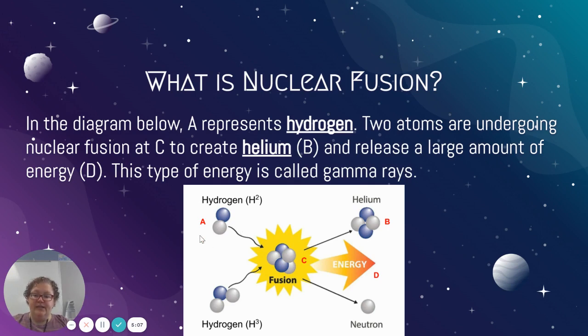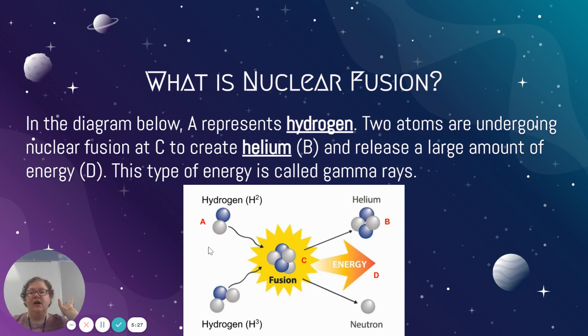So we have the section labeled A, which is hydrogen. So you can see there's two different hydrogens. For right now, don't worry about why they look different. The most important part is that they have one proton each. The proton is in blue in this diagram. So they both have one proton, meaning they're both hydrogen. So hydrogen is going to be at the beginning of fusion.